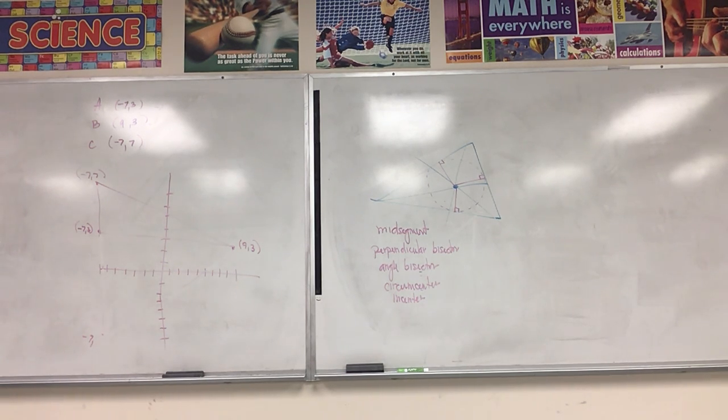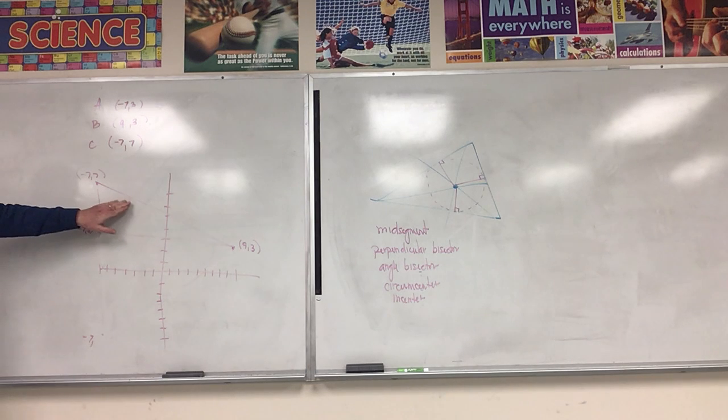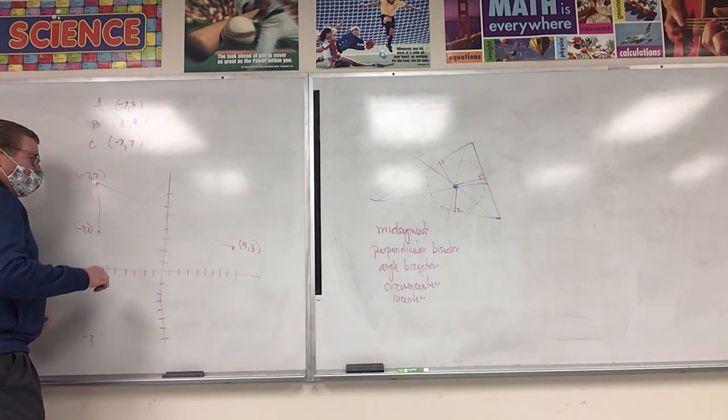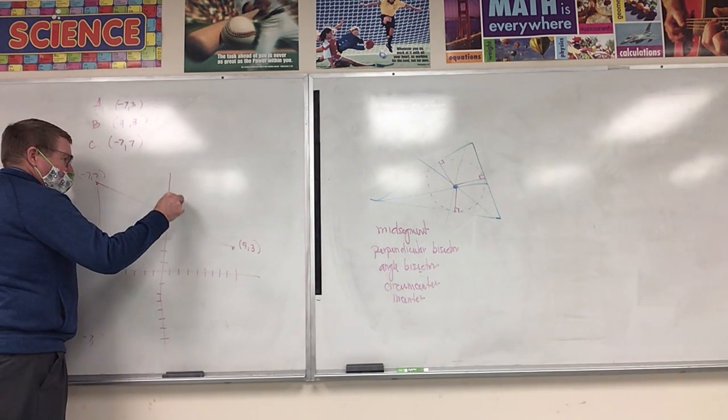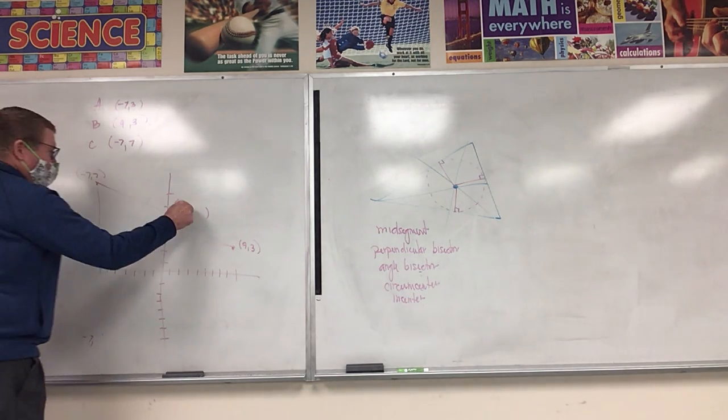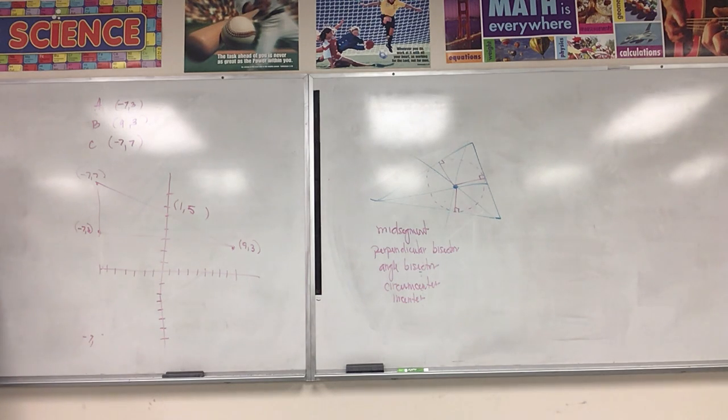Alright, you were trying to give me the distance, the square root. Midpoint, A plus B over 2. So what's my midpoint of my x's? 1. Negative 7 plus 9 is 2, divided by 2 is 1. What's the midpoint of my y's? 5. So where is my circumcenter? 1, 5.